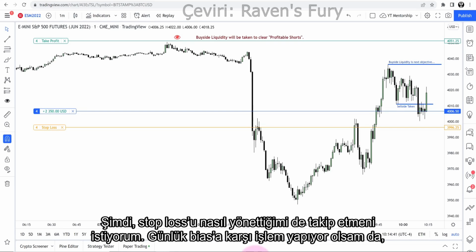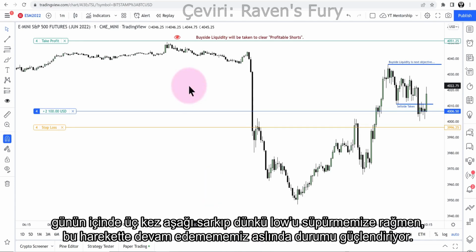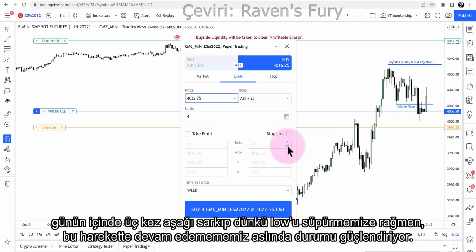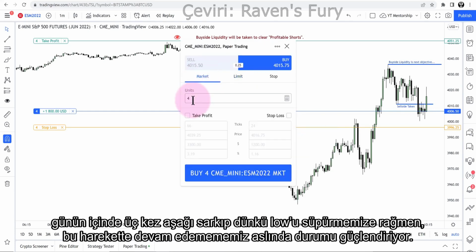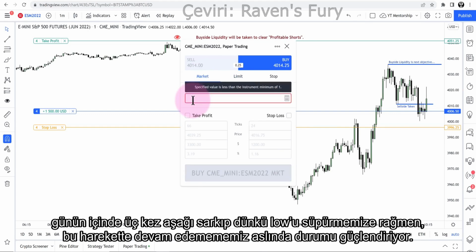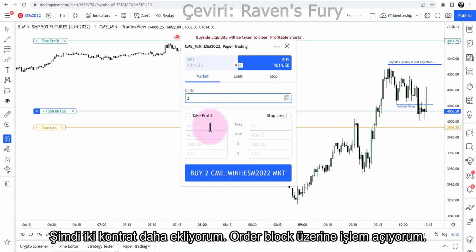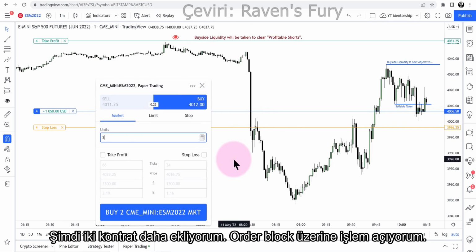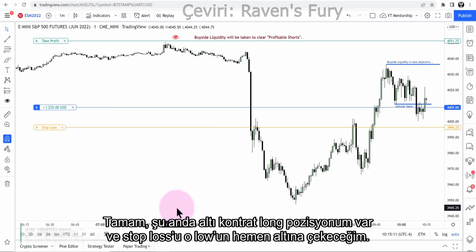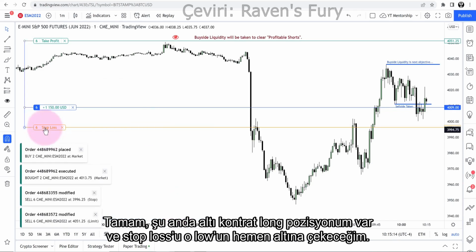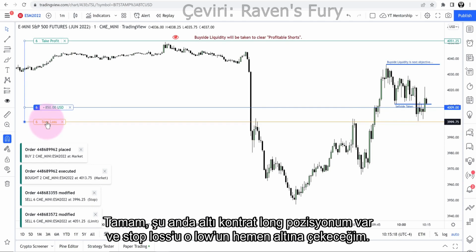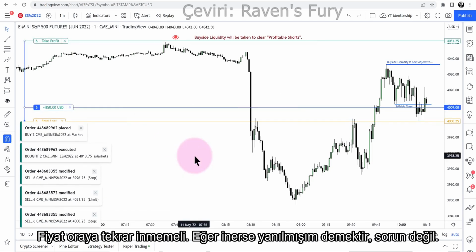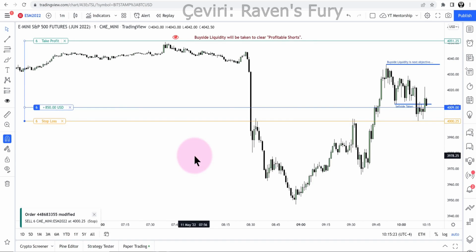Now I want you to also monitor how I manage my stop loss. Even though I'm trading against the daily bias, the fact that we traded down 3 times intraday and took out yesterday's low, by doing so, that lack of follow through kind of like bolsters. I'm going to do 2 more. Here, trading onto the order block. Okay, so now I have 6 contracts long, and I'll move my stop loss just a little bit underneath that low right there. It should not trade back down into that. If it does, I'm wrong, and that's fine.